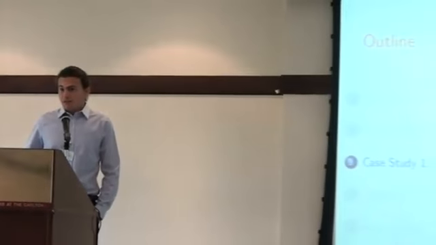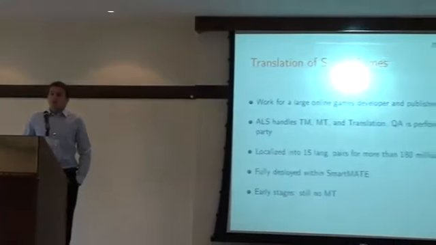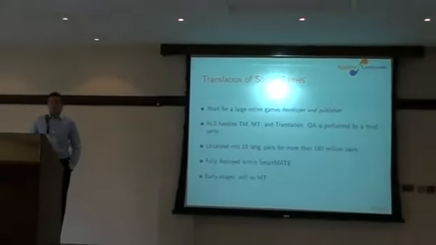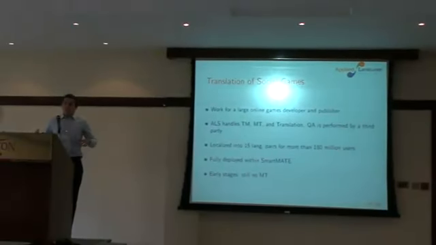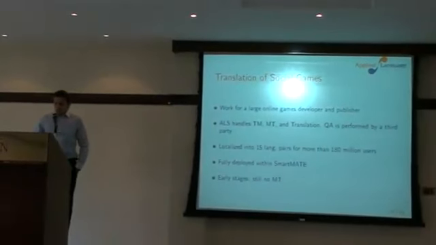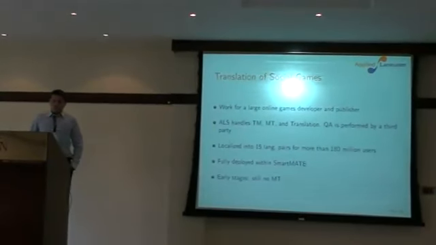I'll now describe a project that is at a very early stage. This is work that we have done for a large online games developer. These are the kind of games that you would see in social networks. In this project, ALS handles translation memory, machine translation, and the actual translations. And quality assurance and proofreading is outsourced to a third party. Games get localized into 15 languages, and they are published to an audience of 180 million users. The whole process is fully integrated and supported by SmartMate.